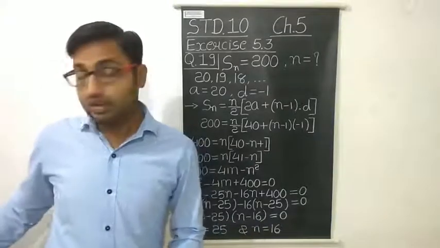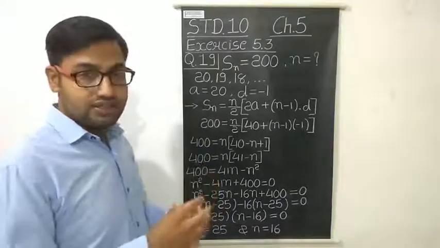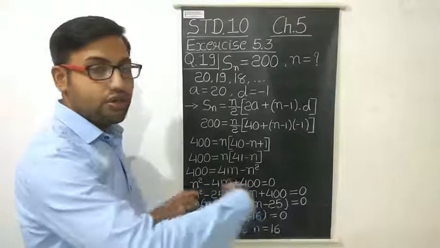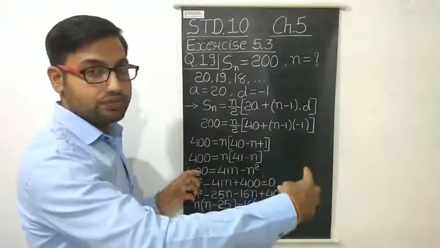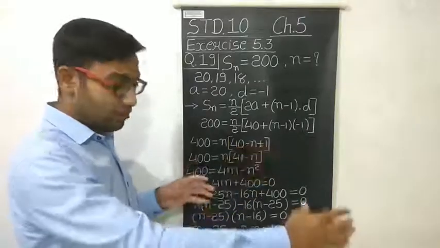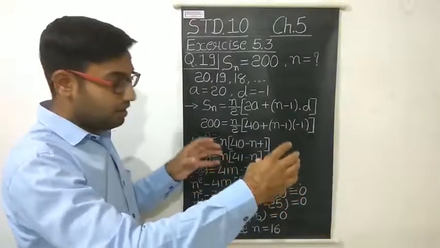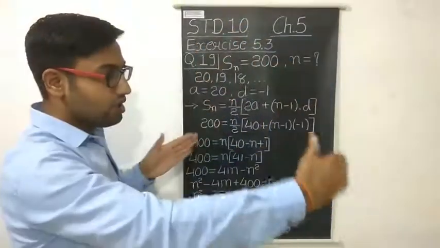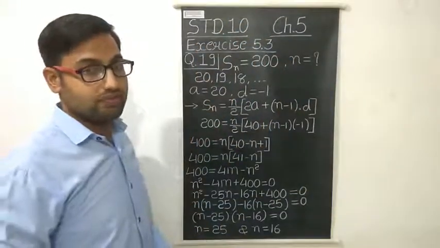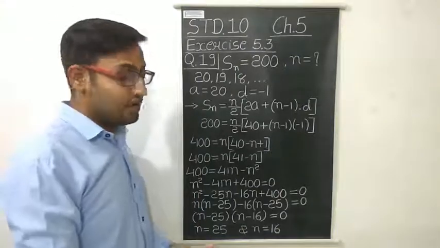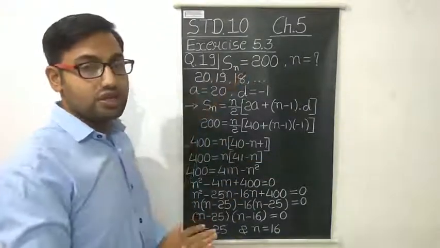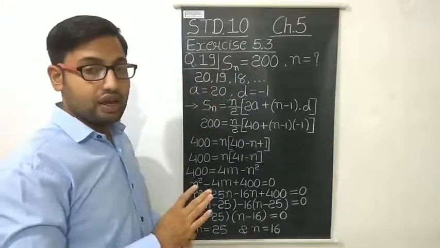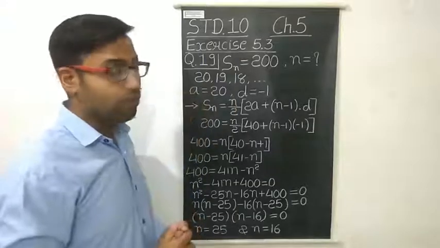So 200 logs of wood are arranged in such a manner that in the first row, the bottom row, there are 20 logs. Then on that, 19 logs are there. On that, 18 logs are there. On that, 17. In this way, total 200 logs are arranged. So we have to find out in how many rows the logs are arranged, and in the topmost row, how many logs are there.